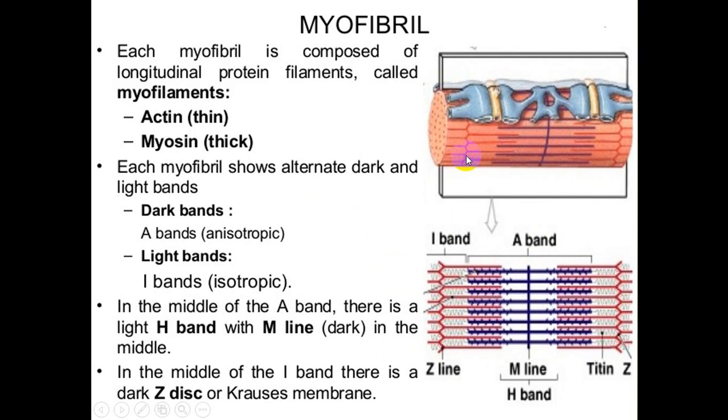Now, the arrangement of myosin and actin proteins is responsible for the formation of dark and light bands. The myosin protein shown in purple is responsible for the appearance of dark bands, which are known as anisotropic bands, and the part where only actin protein is lying is known as the I band. It is also called the isotropic band.